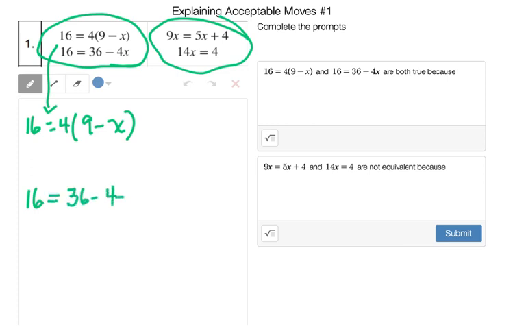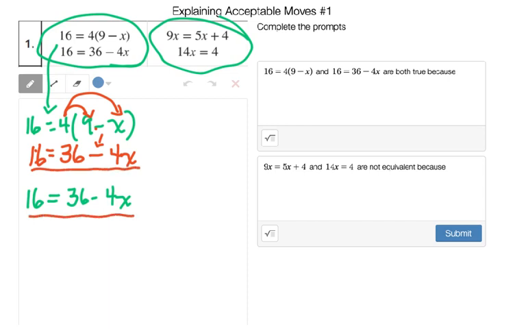So I'm hoping that you would have noticed today that we could use the distributive property. And the distributive property tells me that I can multiply 4 times 9, which is 36. And then I'm going to subtract. I'm going to bring in this operational symbol. And now I'm going to multiply 4 times x, which is 4x. And I'm going to notice, obviously I didn't do anything to the left-hand side, so it's still equal to 16. So you're going to see that I have the exact same equation. So these are both true because I can use the distributive property.